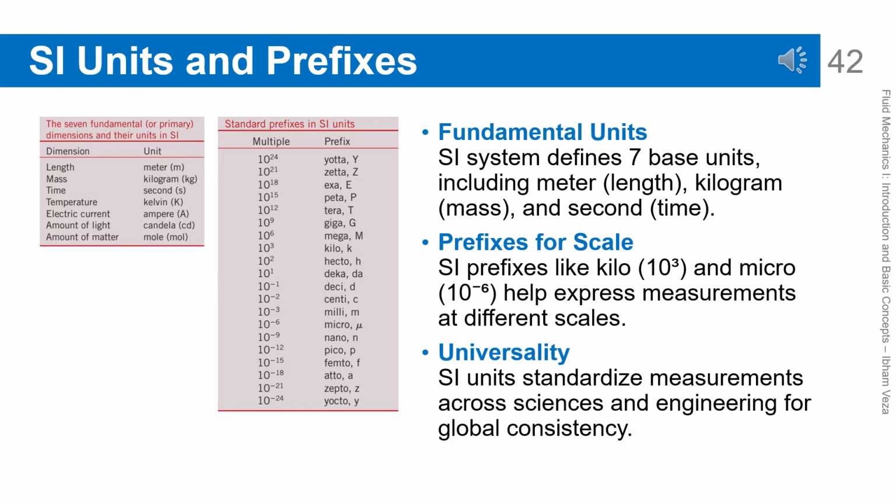SI units and prefixes. The SI system defines base units, such as meter, kilogram, and second. To handle very large or very small scales, prefixes such as kilo and micro are used. This system allows consistent scientific communication worldwide. Without unit standardization, engineering calculations would be difficult to compare. Therefore, SI becomes a common language in engineering and science.